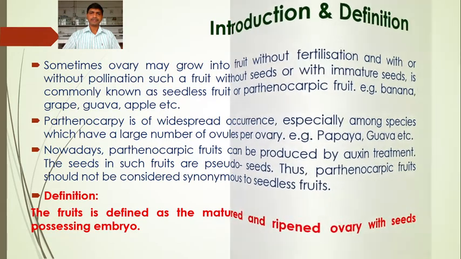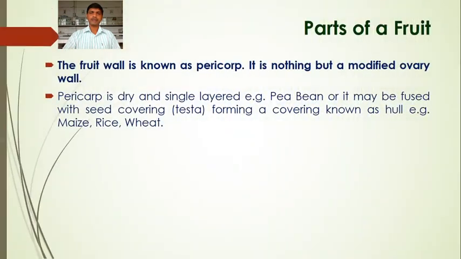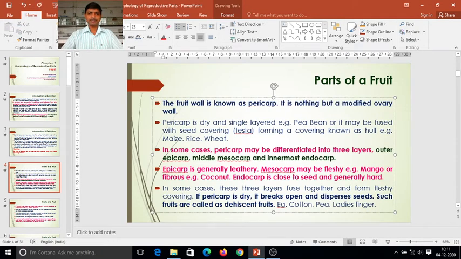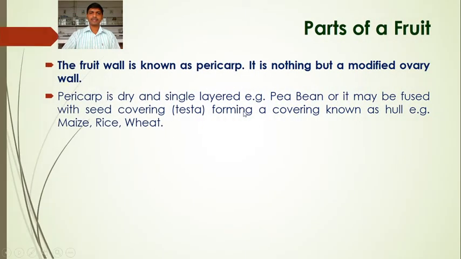Now we are going to study the parts of a fruit. The fruit wall is known as the pericarp. This is the first part of the fruit. It is nothing but a modified ovary wall. As you know, after pollination and fertilization, the ovary enlarges and the wall of the ovary becomes the wall of the fruit. So the fruit wall is known as the pericarp, which is a modified ovary wall. Initially it is the ovary wall.